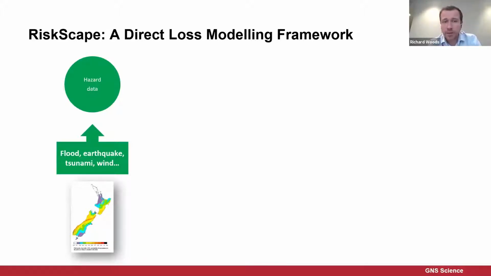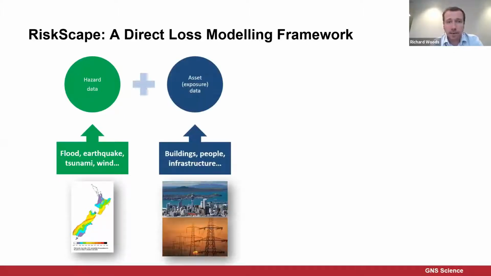Hazard data in New Zealand, typically national models are produced by the CRI, so GNS Science, in terms of seismic layers, tsunami layers, volcanic hazard layers, and NIWA produce wind layers and some flood information as well. But typically flood information is developed at the regional council level within New Zealand, and this is important for what I'm going to be talking about later on. So we need some geospatial data about our hazard.